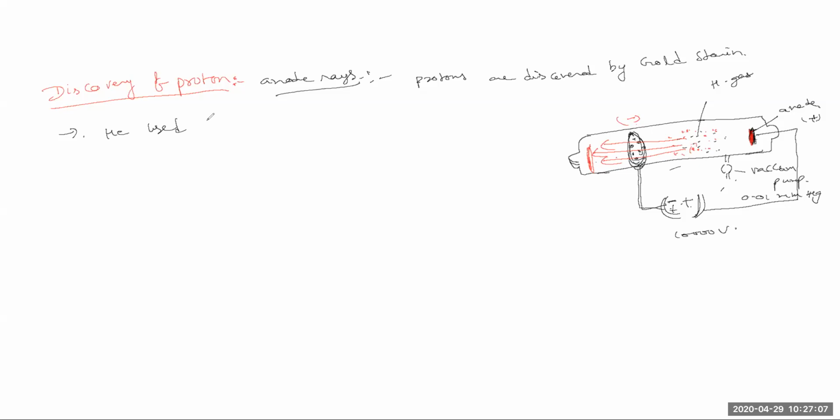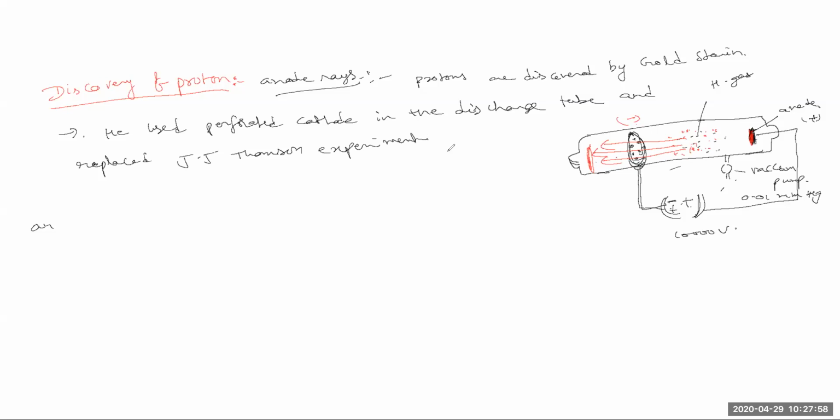We used a perforated cathode in the discharge tube and replaced the J.J. Thomson experiment, and observed the formation of anode rays.